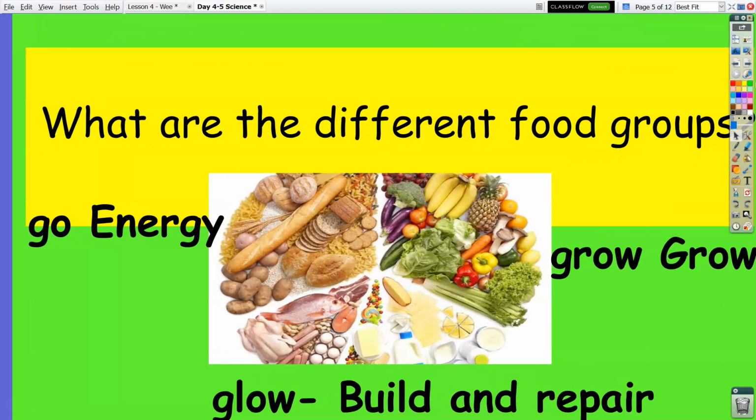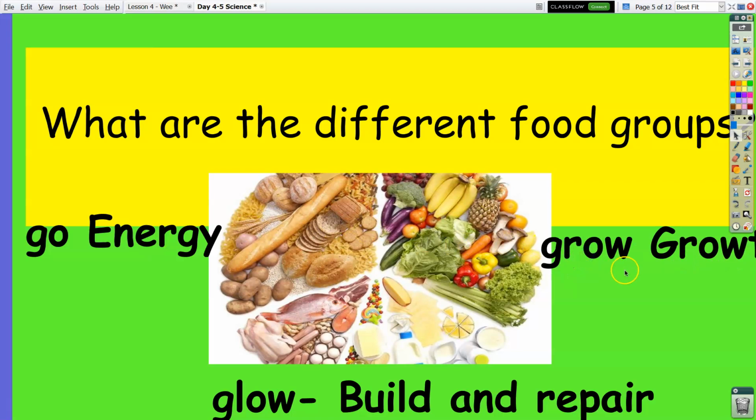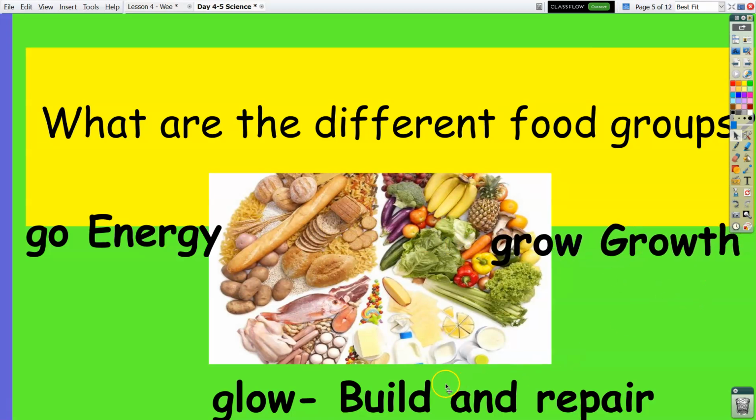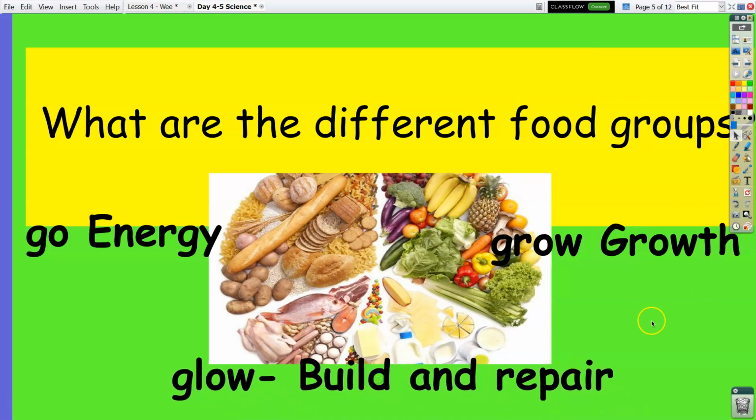Now, think about this question. What are the different food groups? There are three different food groups. The first group is GO, or the energy-giving food. The second one is GROW, or the growth-giving food. And the third one is GLOW, which is called the build and repair group. Now, I'm going to discuss each one of the groups.